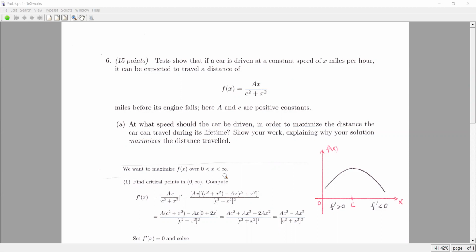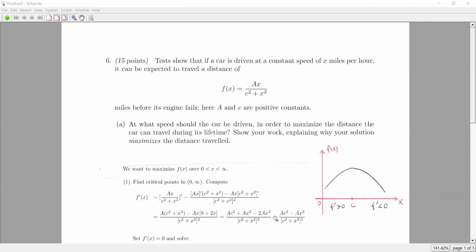To find the critical points, we compute the derivative of the function f. The function f is a quotient, so we use the quotient rule to compute its derivative. This equation is the quotient rule. A is a constant. A times x, derivative is A. C is a constant. C squared plus x squared, derivative is 0 plus 2x. Simplify the numerator, then we get this equation.